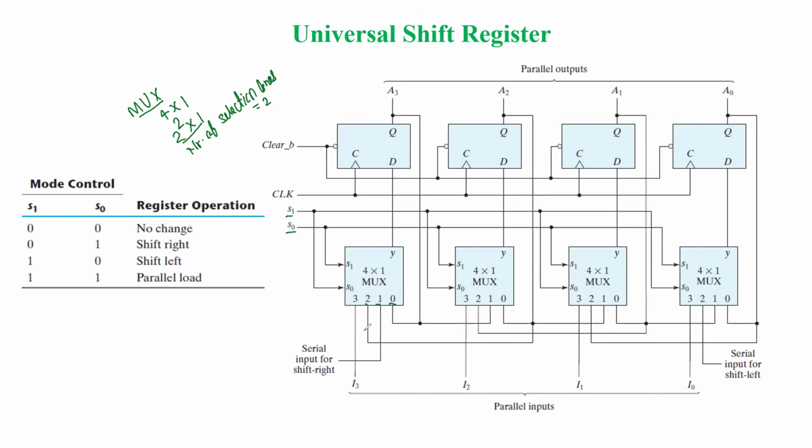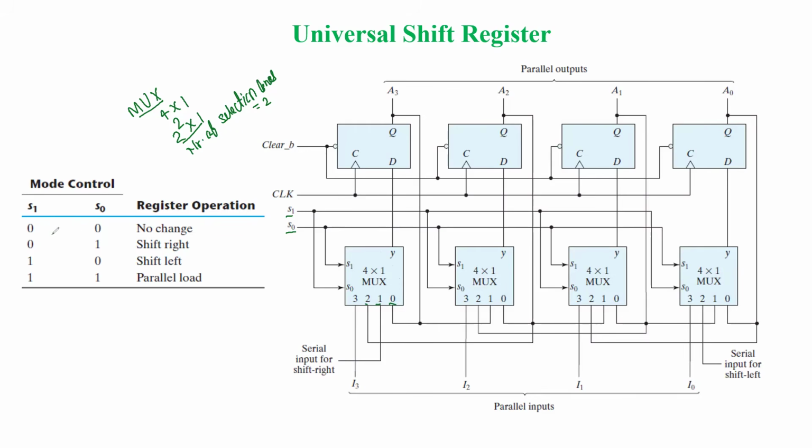The output of each multiplexer is connected to the corresponding input of the D flip-flop, and the same clock pulse is applied to all the flip-flops. So that is the concept of synchronous operation here. Later we'll discuss how the different selection lines control the operation of this universal shift register.